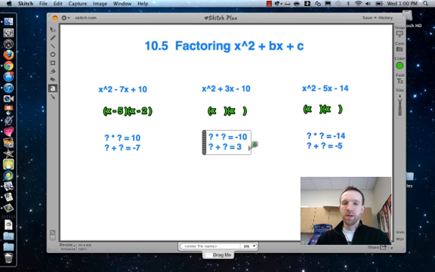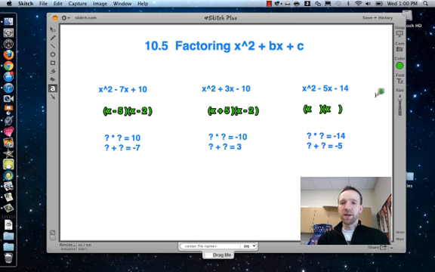It would. If I had, let's say, I tried negative 5 plus 2, that would give me negative 3, and that wouldn't be the right answer because I need it to be positive 3. So I need the positive 5, so I'm going to type in my answer here. x plus 5 times x minus 2 is the final answer. I put those inside my parentheses, and now it looks like it's in factored form. Alright, x plus 5 times x minus 2.